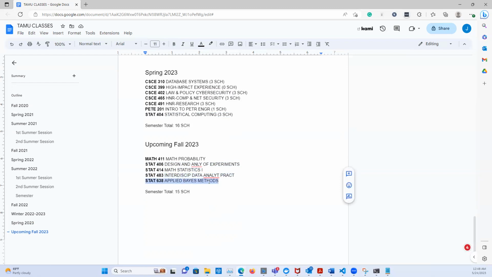Then finally, I'm taking a grad class, Stat 638, Applied Bayesian Methods. And so I thought this class seemed interesting from its course description. And so I'm taking this class and substituting it for Stat 438, which is the undergraduate Bayesian Methods class.